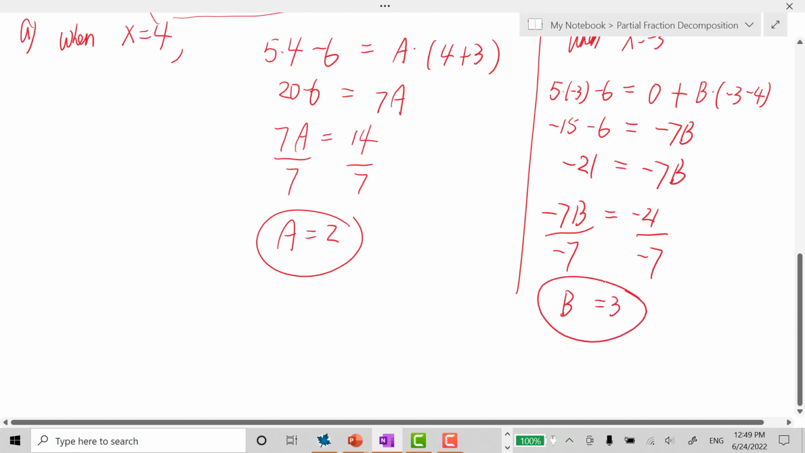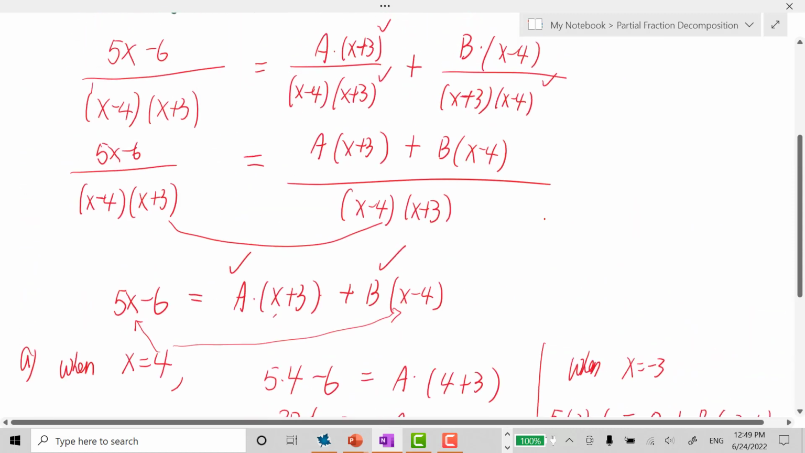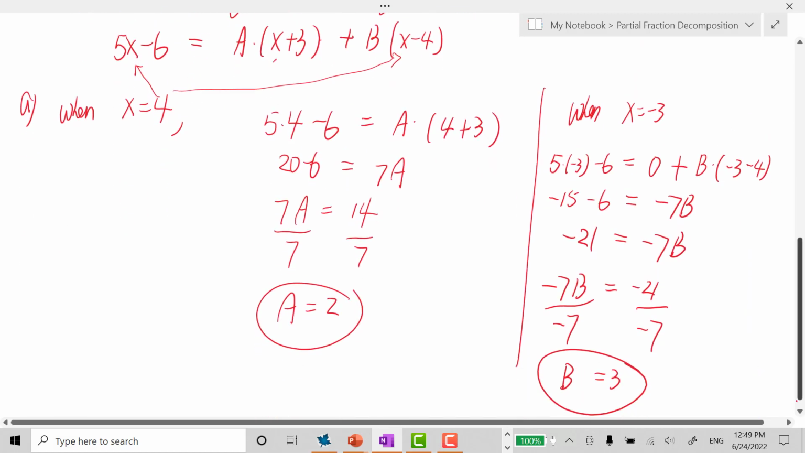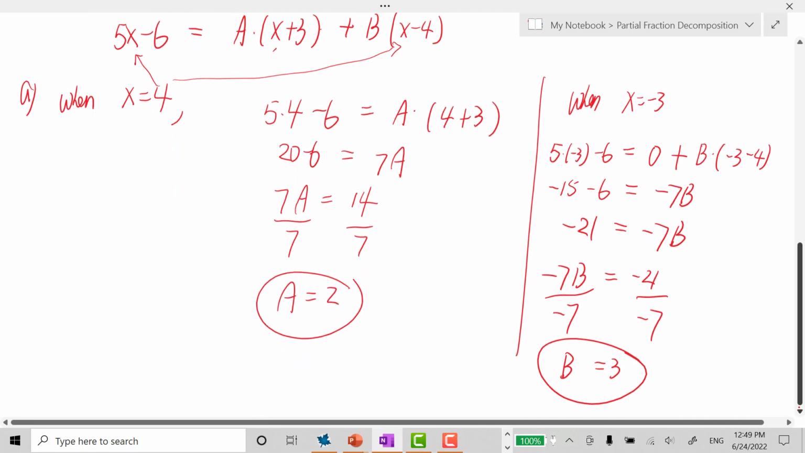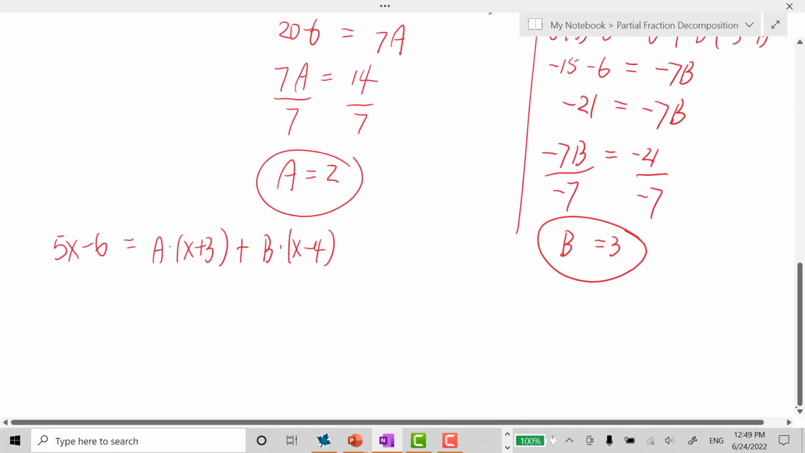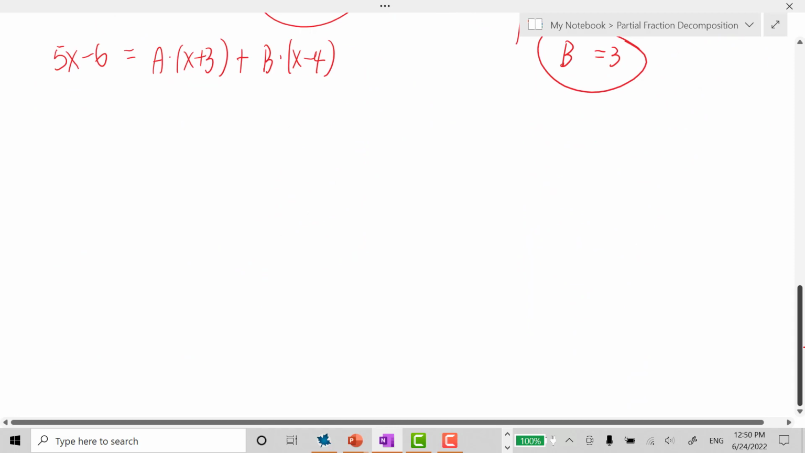So again, this is one way of solving this. I'm also going to show you another way of solving this. So 5x, let's copy this: 5x minus 6 equal to a times (x plus 3) plus b times (x minus 4). Another way is by setting up a system of linear equations.